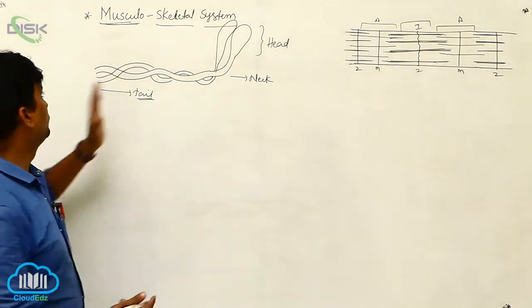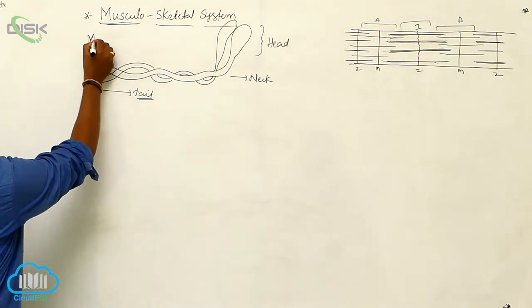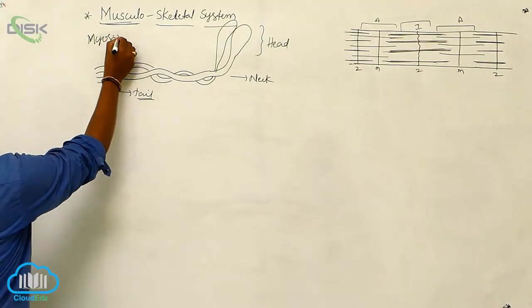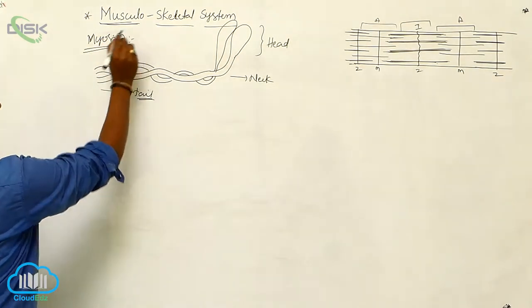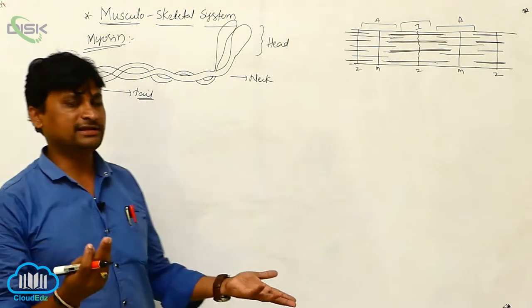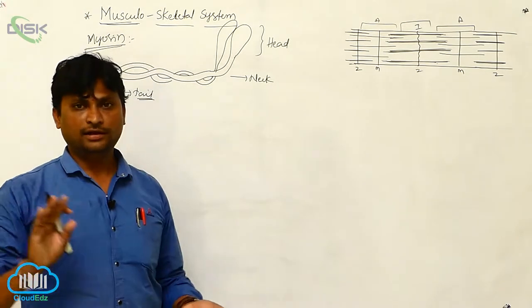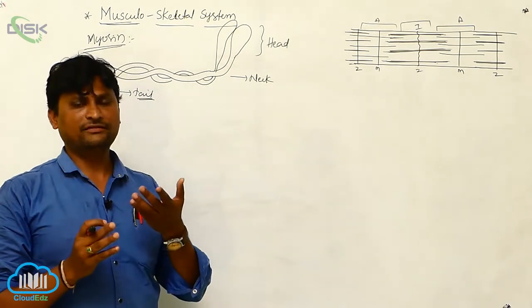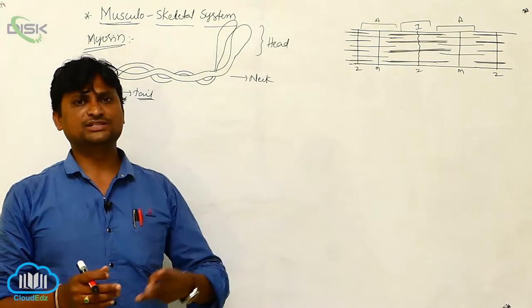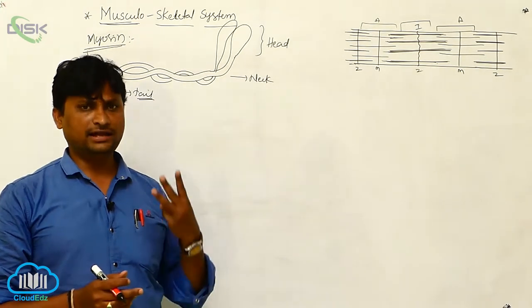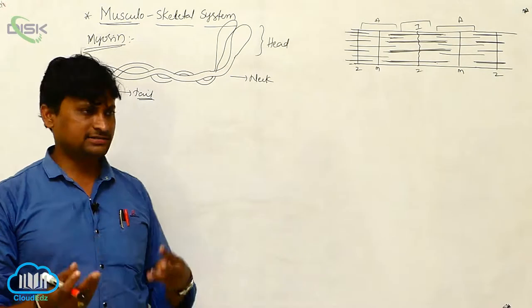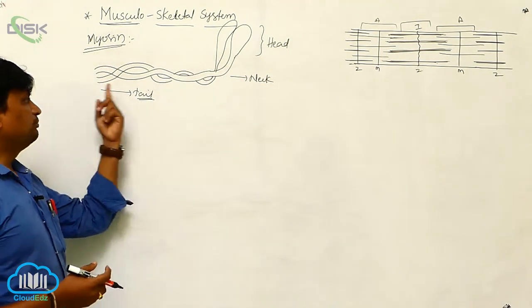Actin filament. Now we are going to the myosin filament. Structure of myosin filament. After completing the actin filament: the actin filament consists of troponin and tropomyosin, and troponin consists of three segments: TNC, TNT and TNI. That is finished. Now we are going to myosin.